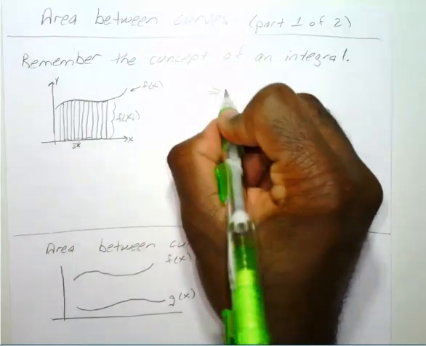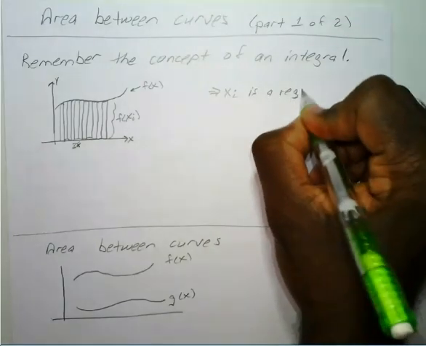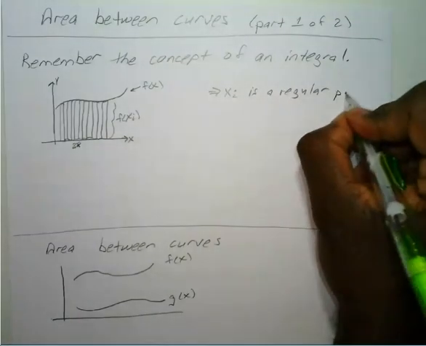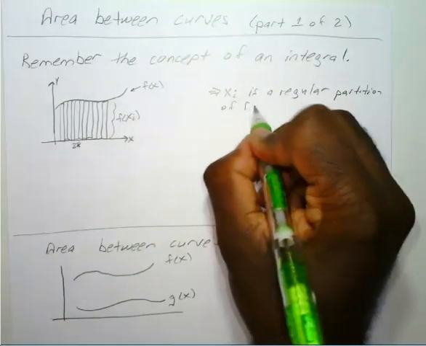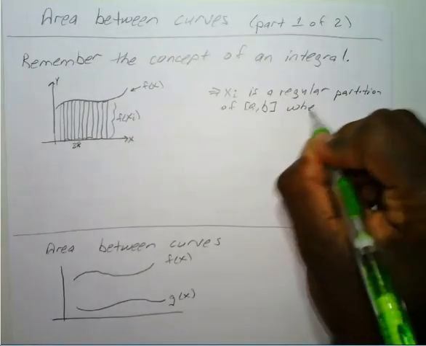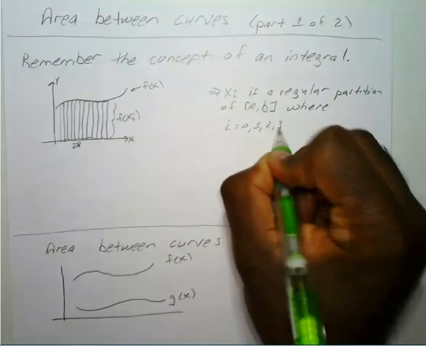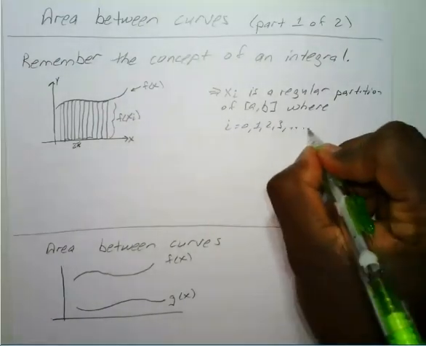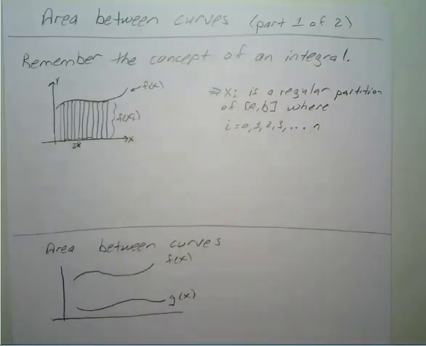In each case, your x sub i is just a regular partition of a and b, where i can equal 0, 1, 2, 3, all the way to some value n. Now, in some cases, your i could start at 1. That's no big deal. It can start at 0 or it can start at 1. It all depends.